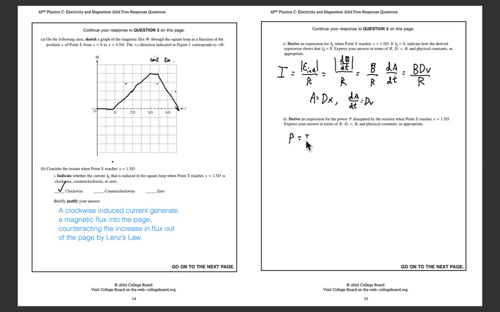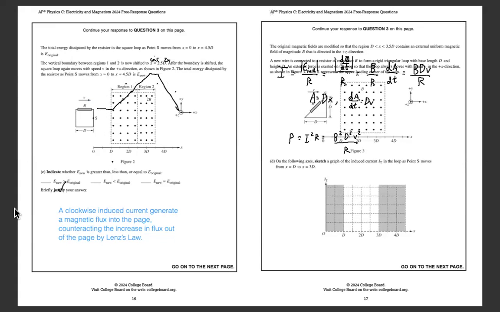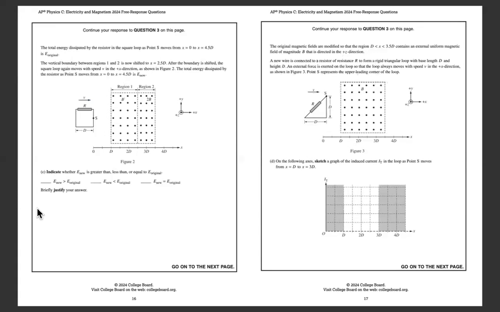Okay, perfect. Derive an expression for the power dissipated. Nice. I squared times R. So that's B squared d squared v squared over R. Man, these really are much simpler now that I've gone through the first set. All right.